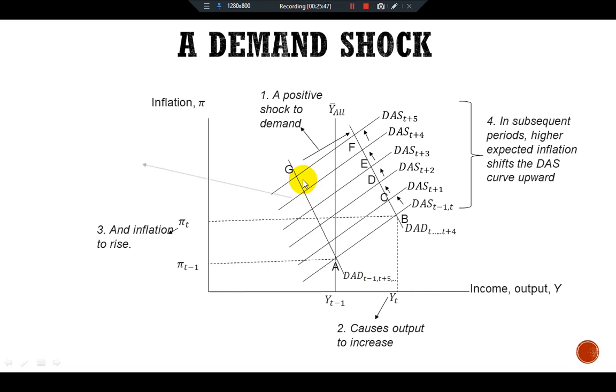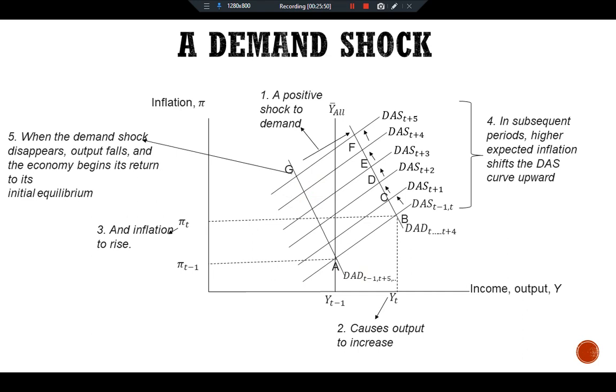Okay, at point G, when the shock disappears, output falls, and the economy begins its return to its initial equilibrium, and we have a reduction in output from YT to YT plus 5. So we have a higher inflation, IT plus 5.